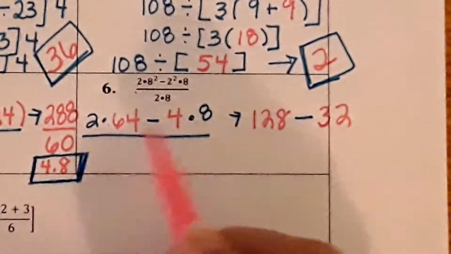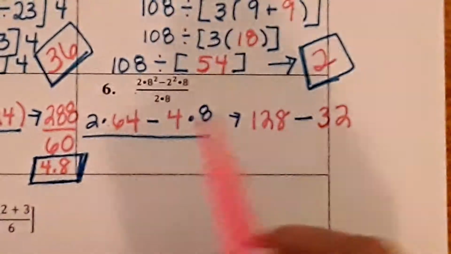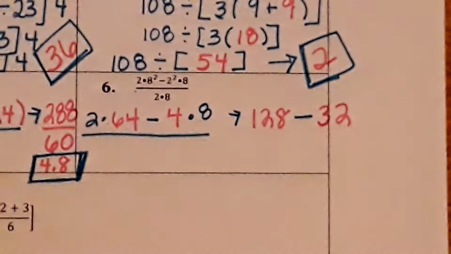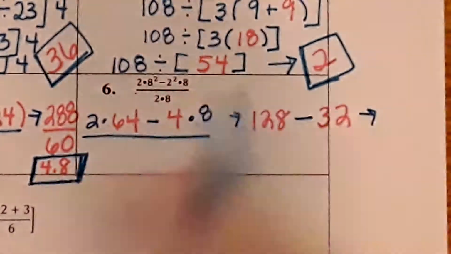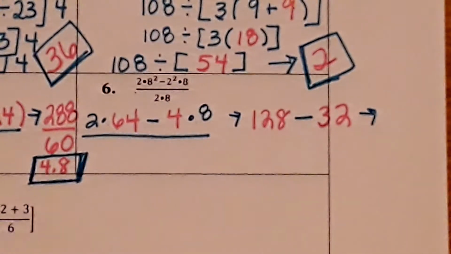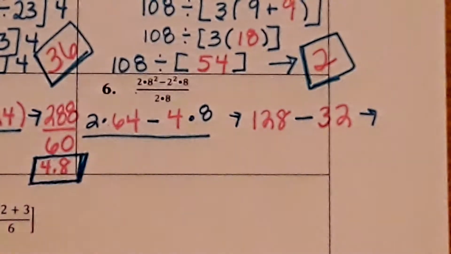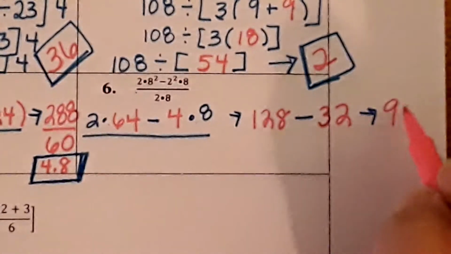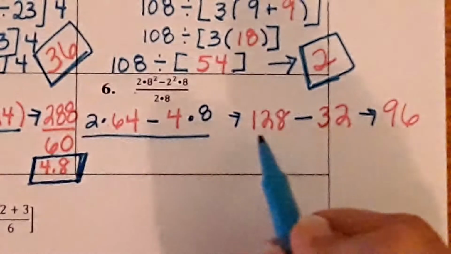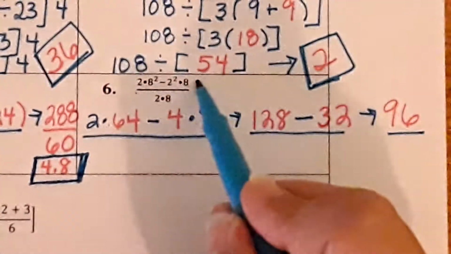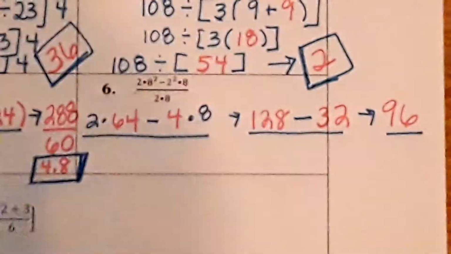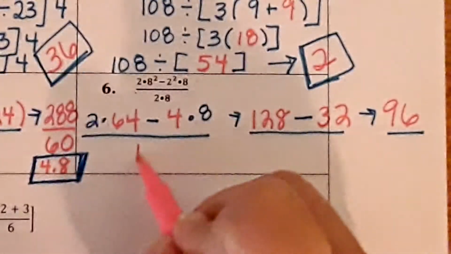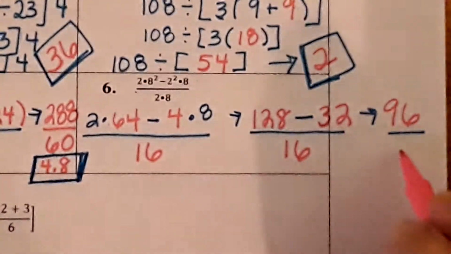So 2 times 64 is 128. 4 times 8 is 32. Now I can subtract those. 128 minus 32 is 96. So that's my entire top part. Now I'm going to do the bottom part. Well, 2 times 8 is 16. So there's nothing to change.